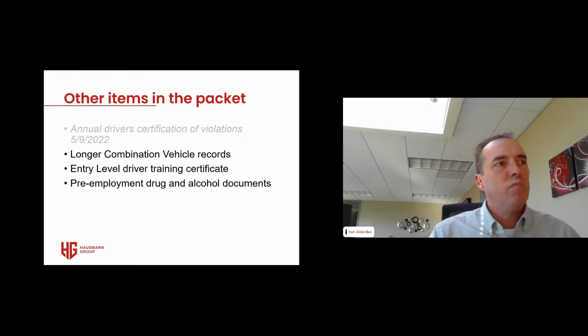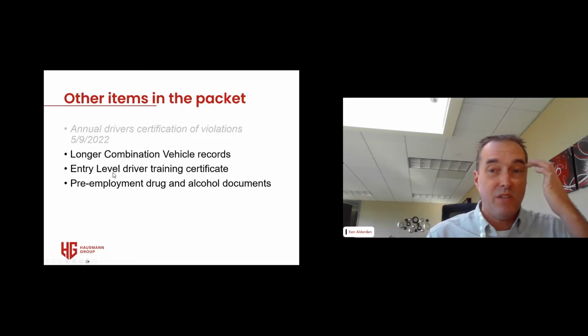The other two things here, there's some stuff about longer combination vehicle records. If you have somebody that's pulling doubles and triples, which I don't think too many of us do here, there's some separate forms that go along with that. And then proof of any entry-level driver training certificates. So again, this is a newer topic. If you're sending them to certain schools to get their CDLs nowadays, it has to be a specific school.